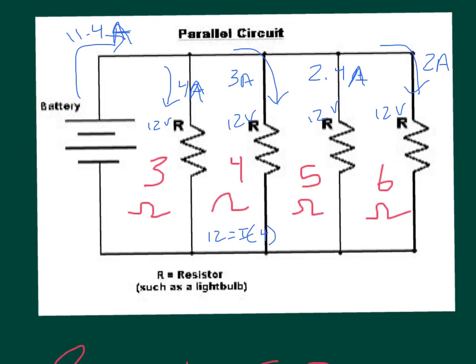And if we take these currents, 4 and 3 is 7, and 2 is 9, and 2.4 is 11.4, and see how they added up to the current that came from the battery. So that is a huge check for us, that our currents all added up to what comes from the battery. These were simple ones, and in the next one we are going to do a combination circuit, which is a little bit more complicated.